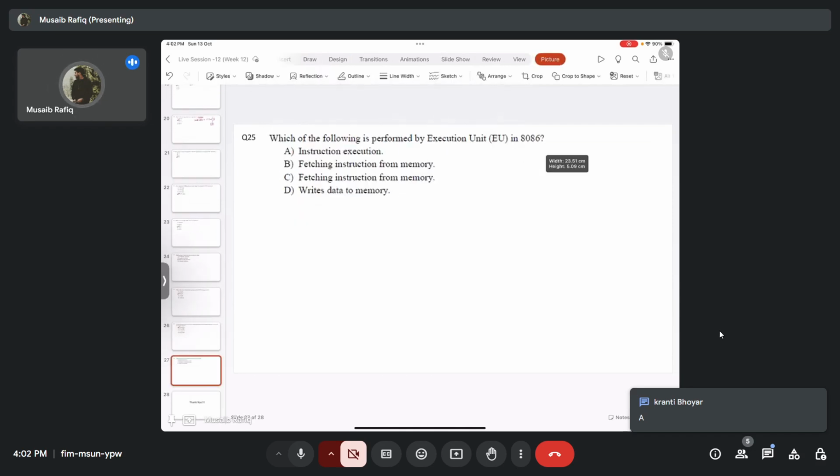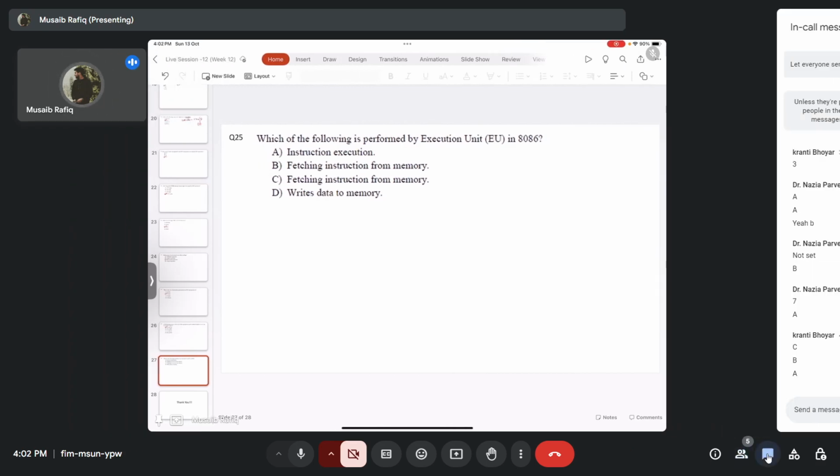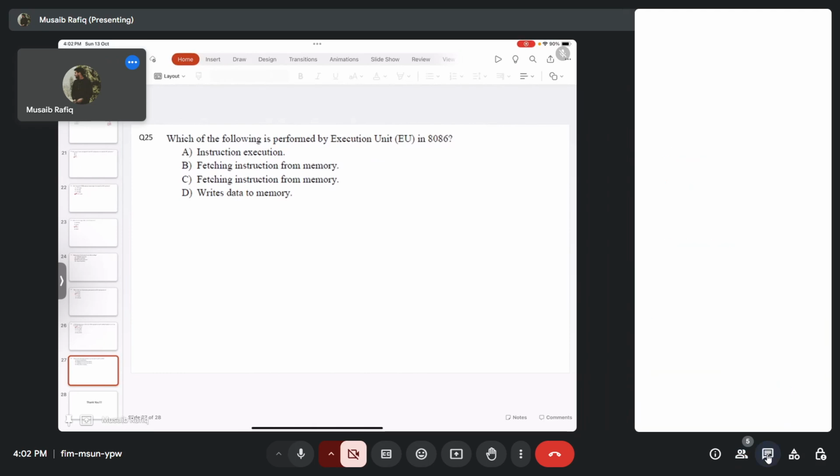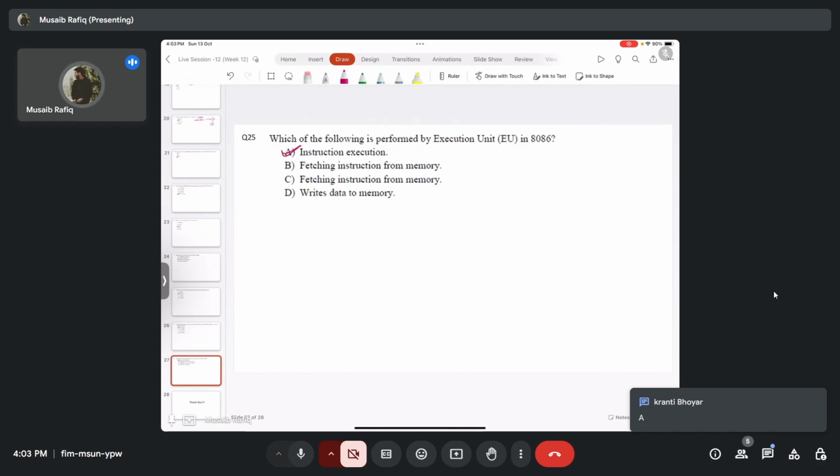Now the last question of today's live session. Which of the following is performed by the execution unit in 8086? Anyone? Yes, correct answer. Basically, the EU, that's the execution unit, executes the instructions already fetched by the bus interface unit. So this was all of today's live session.